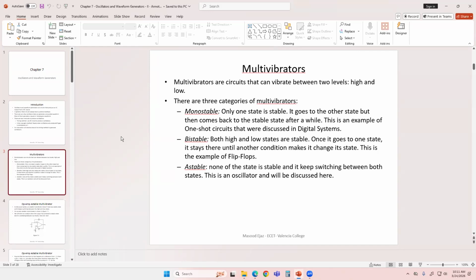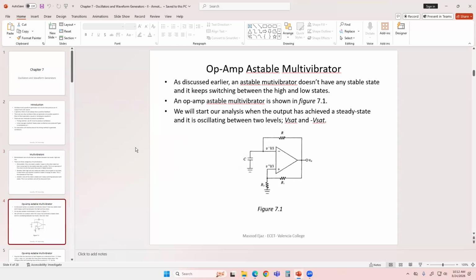And then what we are going to study, they are astable circuits. That is, no state is stable. It keeps going from high state to low state with a certain time period, certain frequency and certain duty cycle. So those are the oscillators, astable circuits. The operational amplifier astable multivibrator, or oscillator. So they don't have any stable state, as we discussed.